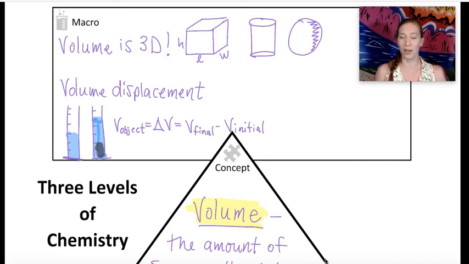We'll revisit volume throughout some different units throughout the year, so please make sure that you hold on to this 3 levels diagram because we will come back and add more to it. Thanks.